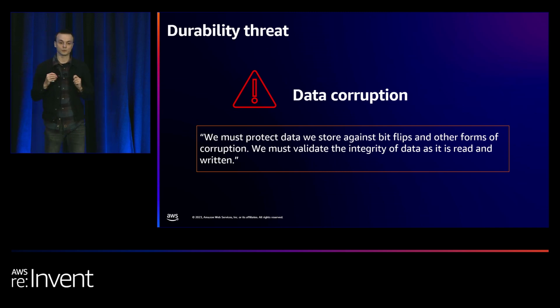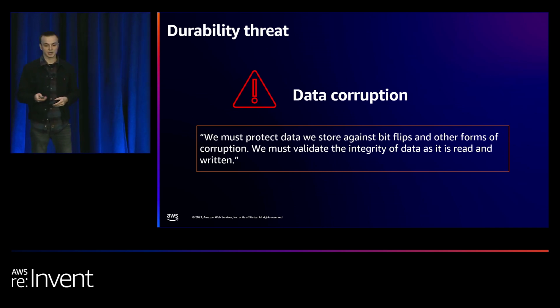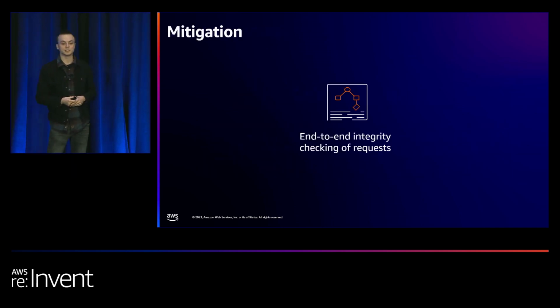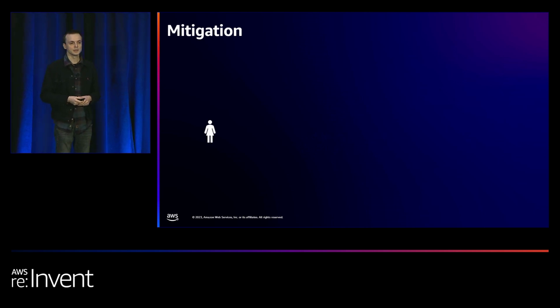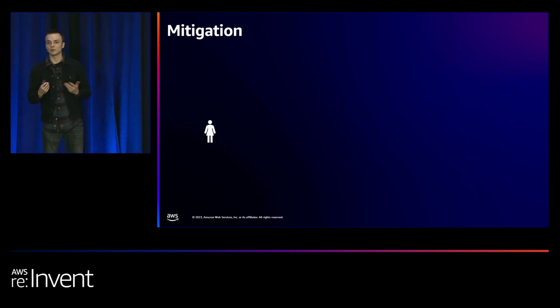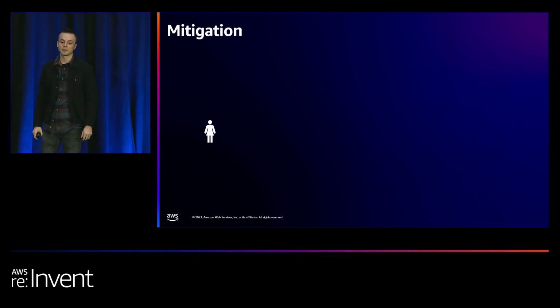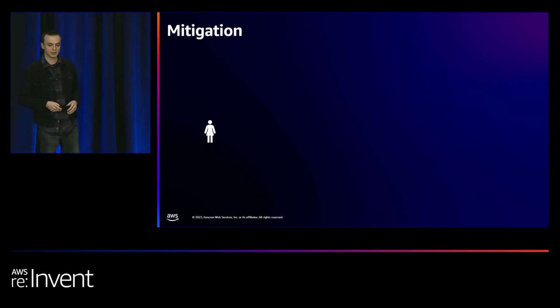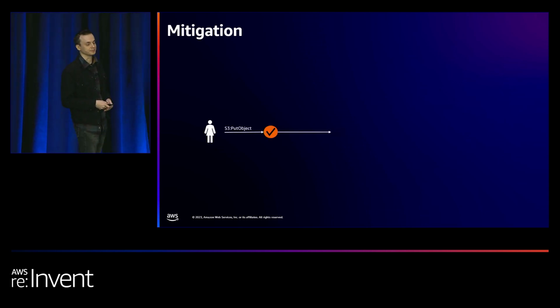And it's actually really, really difficult to detect. And so the way we mitigate this is using end-to-end integrity checksums. Let's take a look at that in closer detail. So suppose you want to upload a file to S3. You'll use the AWS SDK or the CLI, and that thing will compute a checksum of your data before sending it to S3. S3 will then validate this checksum every step of the way as it passes through the system.